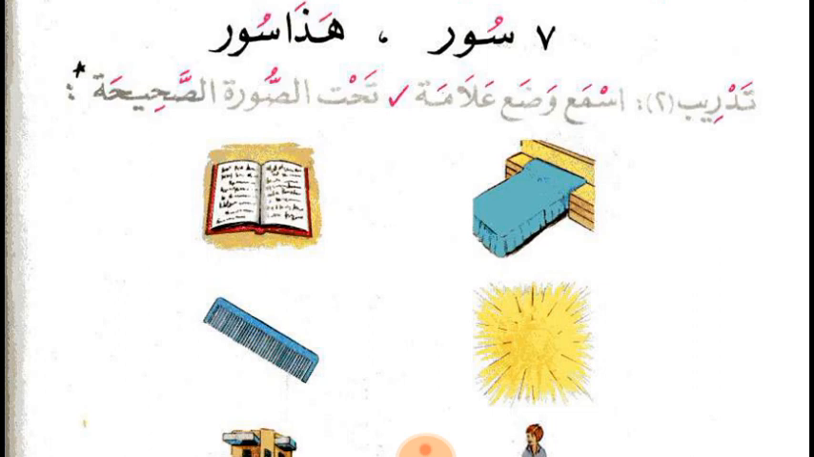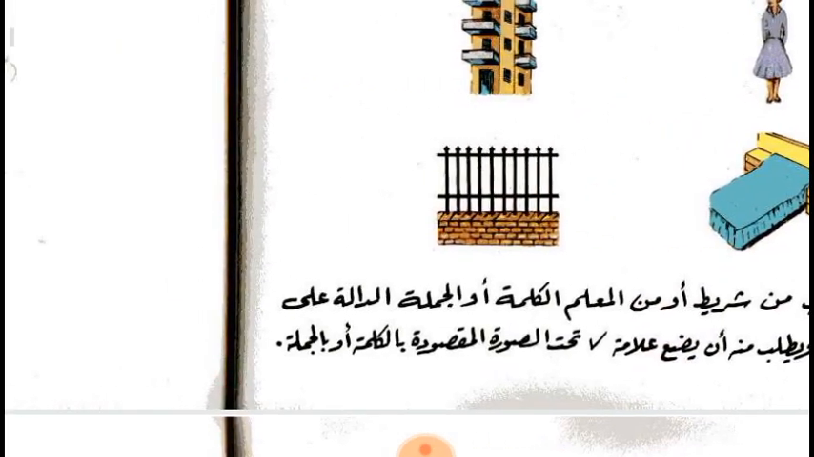On the next page we have the tadrib awwal, first exercise. Isma wa radid, listen and repeat. So start reading these sentences. Baitun, hadha baitun. Bintun, hadhihi bintun. Mushtun, hadha mushtun. Shamsun, hadhihi shamsun. كتاب هذا كتاب سرير هذا سرير سور هذا سور. Okay, then we have the tadrib sani, second exercise. Isma, listen. Wada alamat sahh, and put the tick sign under the correct picture. So in this question the teacher pronounces the name of a picture and the student ticks that picture. We will skip this question as it is not possible here.